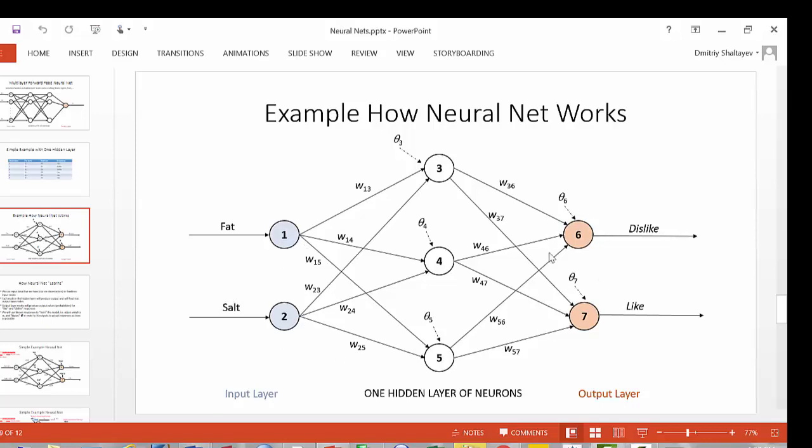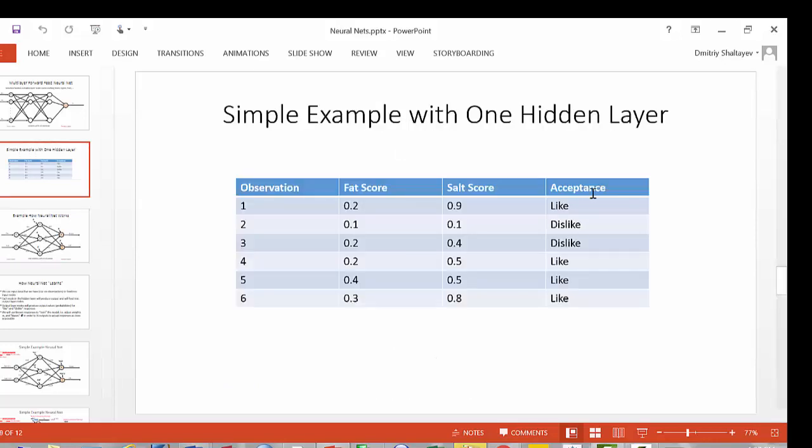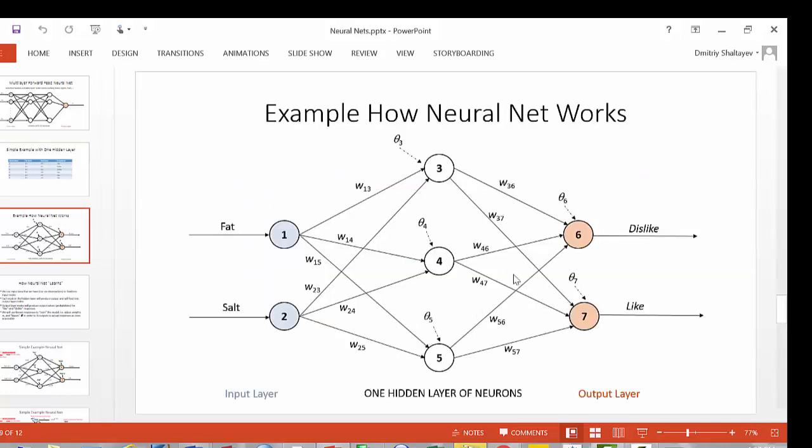And here we're going to actually assume that there are two outputs. Now, two output nodes, that's a little bit weird, right? What we're trying to predict is this one, right here, this column, acceptance. Whether you like that thing or not like that thing. So there should be one output, right? But we can actually have more than one output node in the output layer.